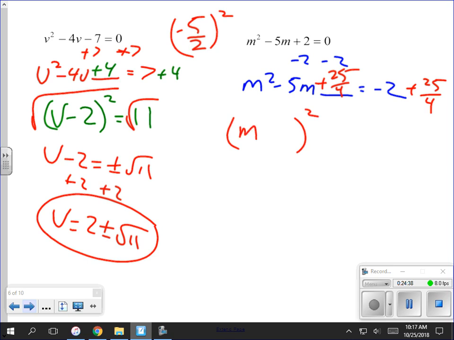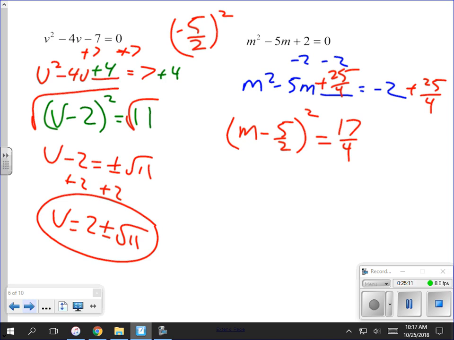I have m, and then half of 5 is -5 halves equals 17 fourths, I believe. Let's do this over here. Work over on the side.